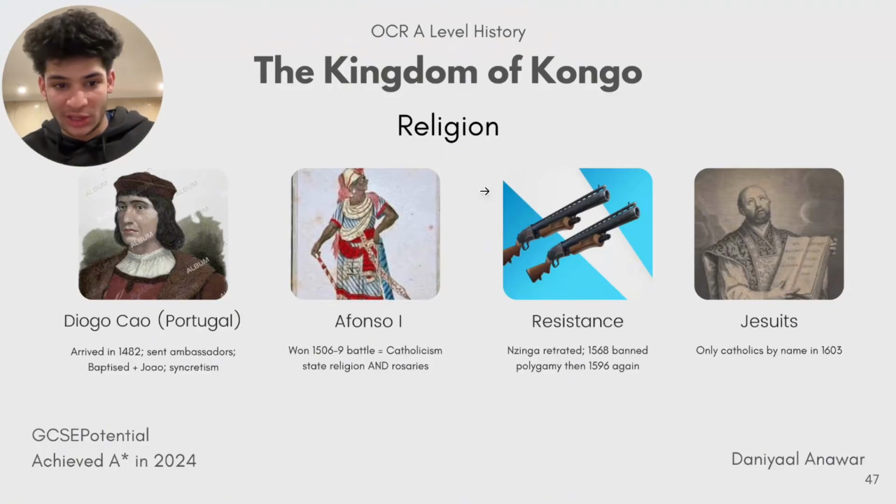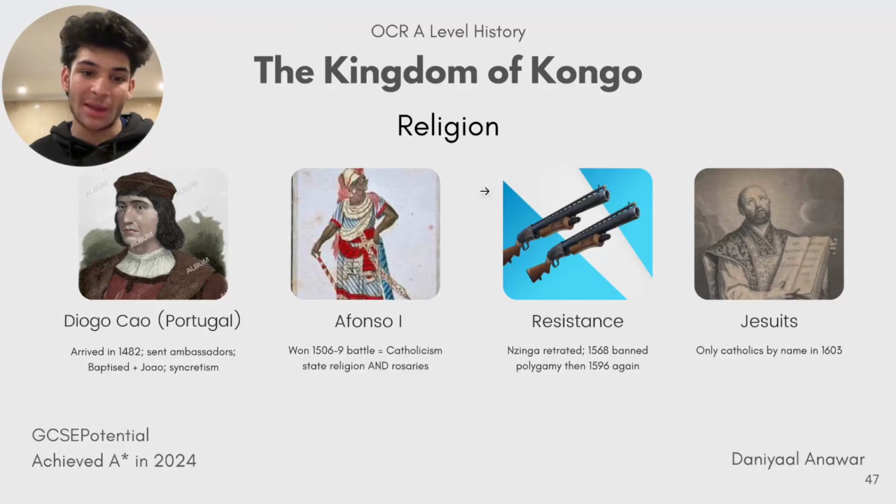To further develop the relationship, they baptized the king of Congo, and he started spreading the word of Catholicism within Congo. So that sort of initiated it. So he came in, sent a few ambassadors, developed some relations, and then baptized the king.